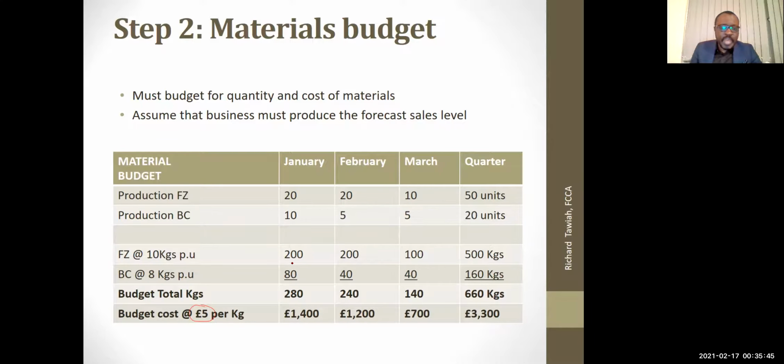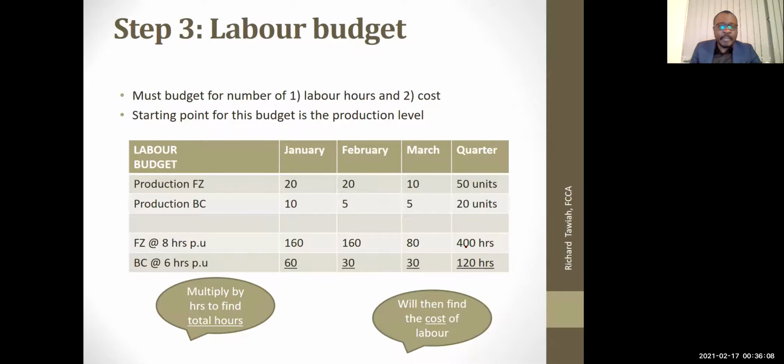So remember, we had 200 and then 80 for the first scenario. If you add them up, we get 280. Multiply that against the cost per kilogram, and we get 1,400. Do the same for February and March, and we get a total of 300 in terms of the materials budget. Perfect.